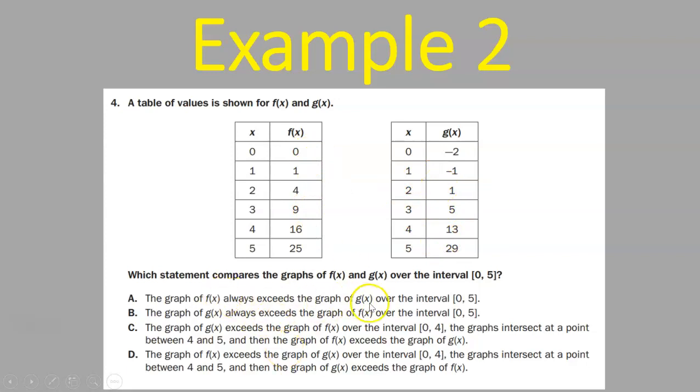The graph of f of x always exceeds the graph of g of x over 0, 5. Well, no, because g overtook it right here. Okay, f was winning, so to speak, most of the way, but g overtook it there. B, the graph of g exceeds f over the interval 0, 4. No, it's the opposite. Right, f is exceeding g. And then D, the graph of f exceeds the graph of g over 0, 4. That's true. But somewhere between 4 and 5, g took over.